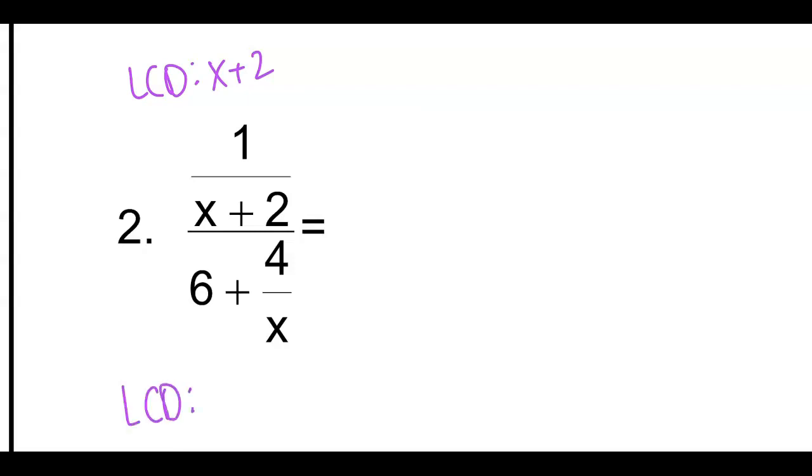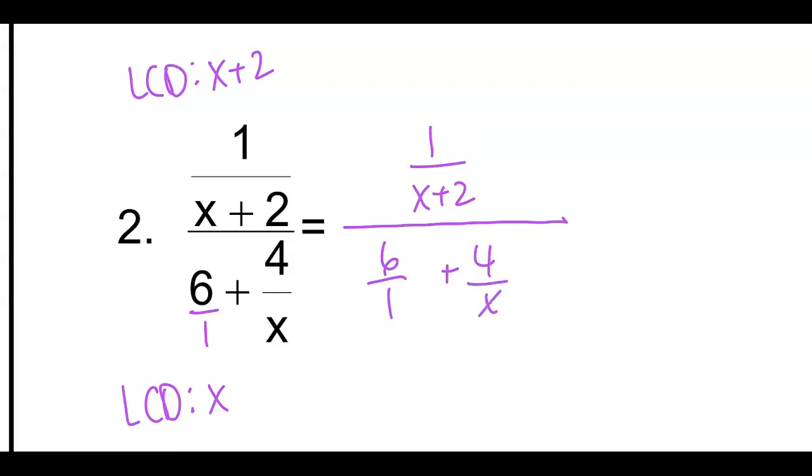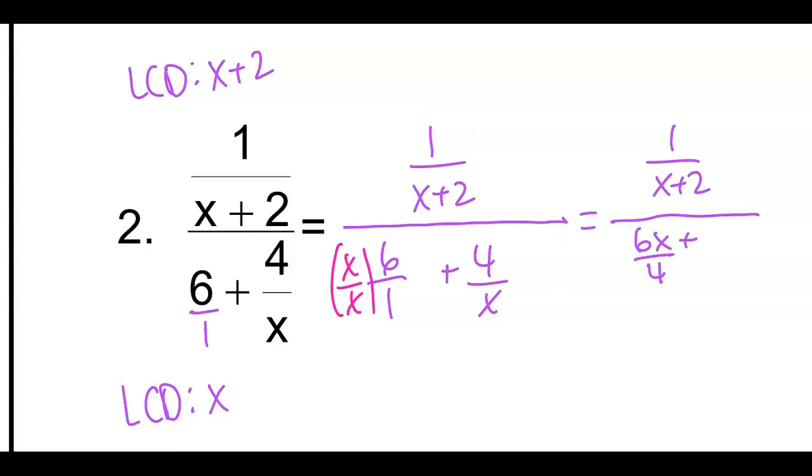For the denominator, actually, down here, Lorraine, what's the least common denominator here? Just x. So let me rewrite my fraction. We'll have that same 1 over x plus 2. That's fine. 6 over 1 plus 4 over x. Where am I going to multiply that x? 6 over 1. So I'm going to rewrite my fraction. Numerator is staying the same. This is a nice one. So we'll have 6x over x, plus 4 over x.